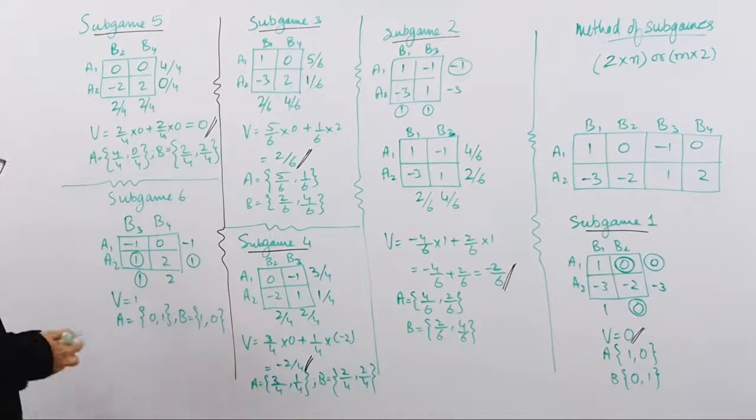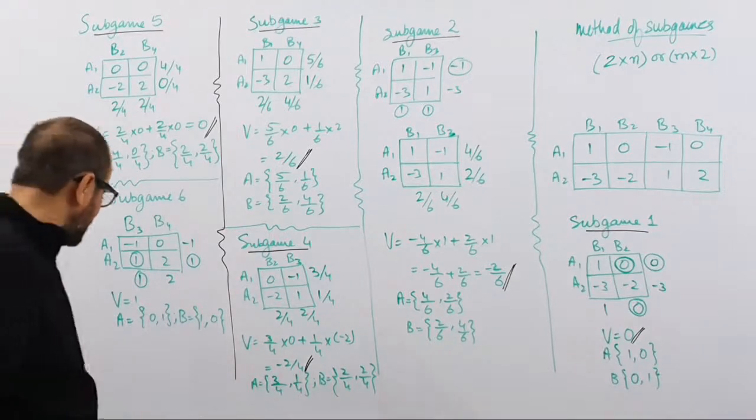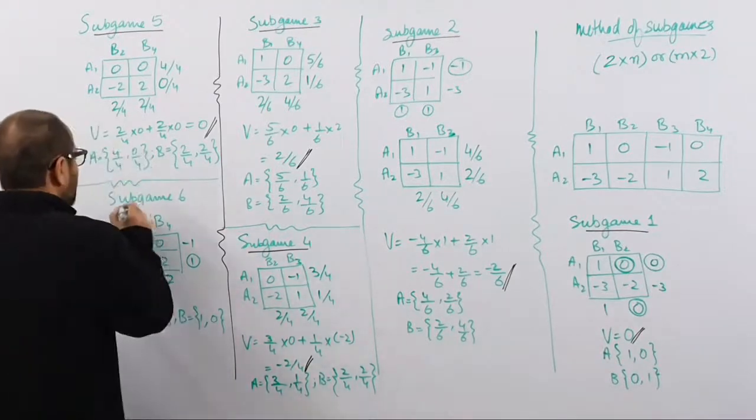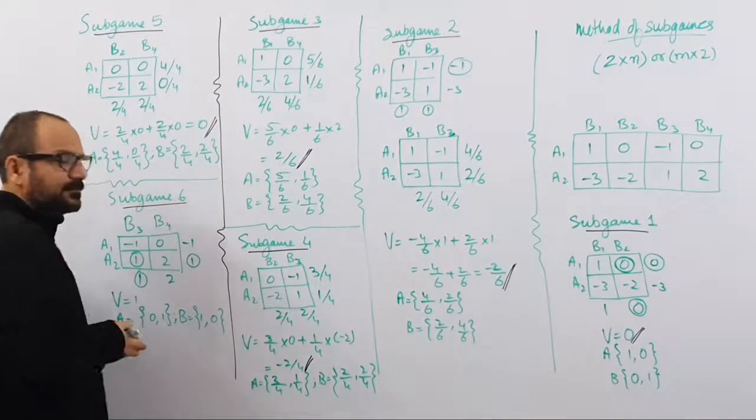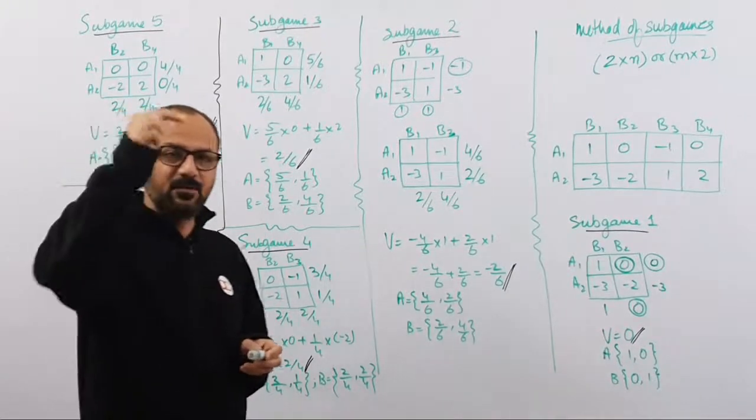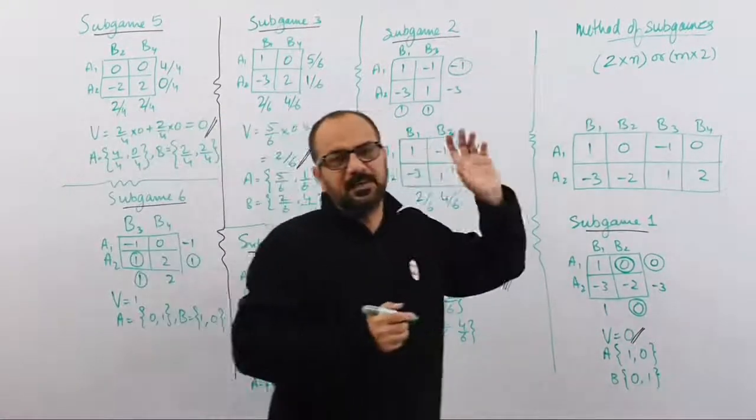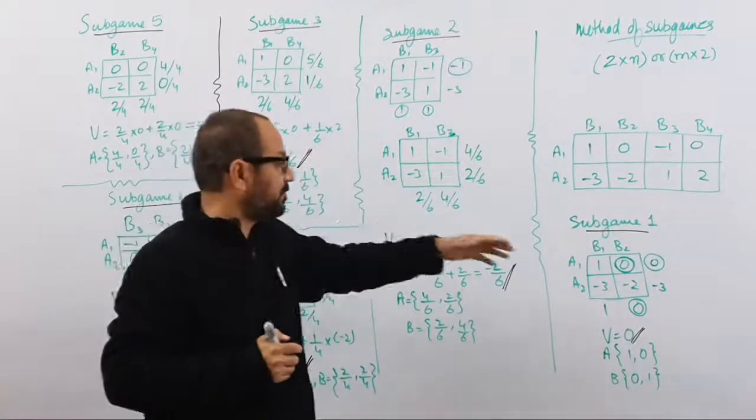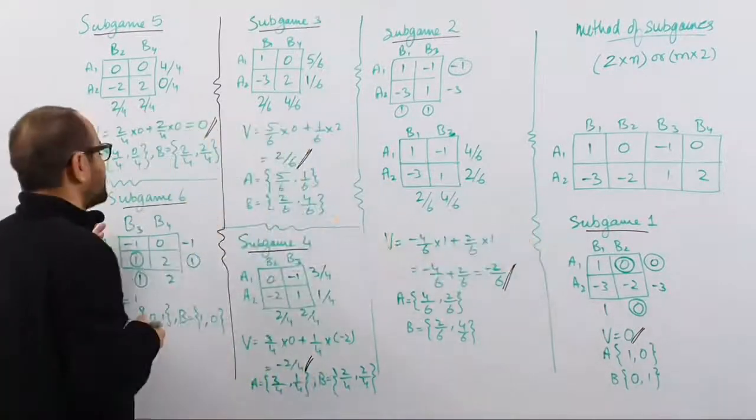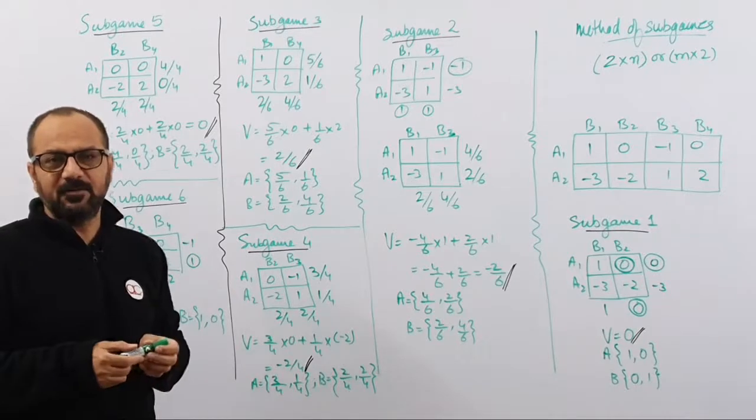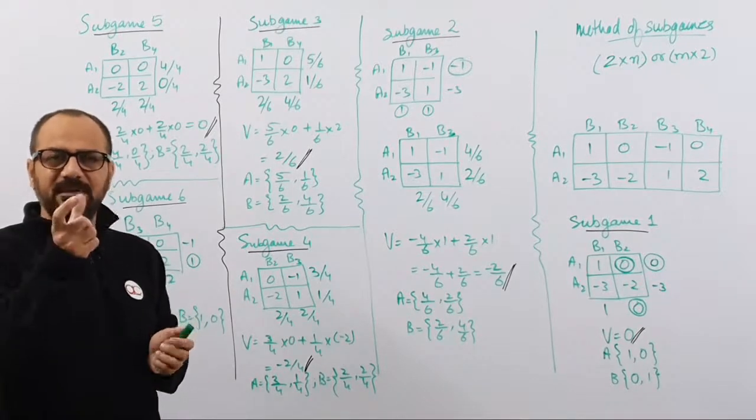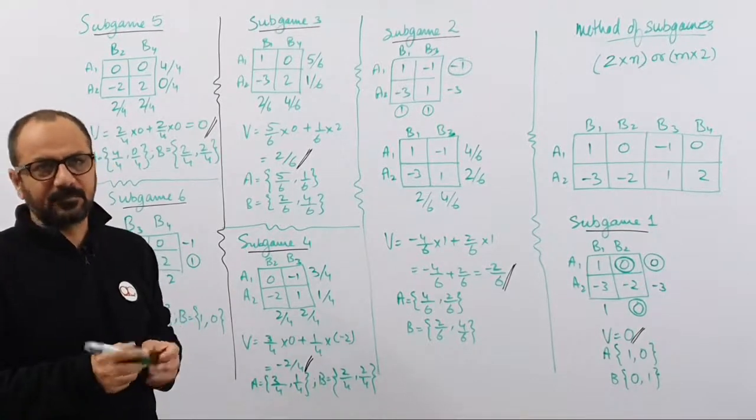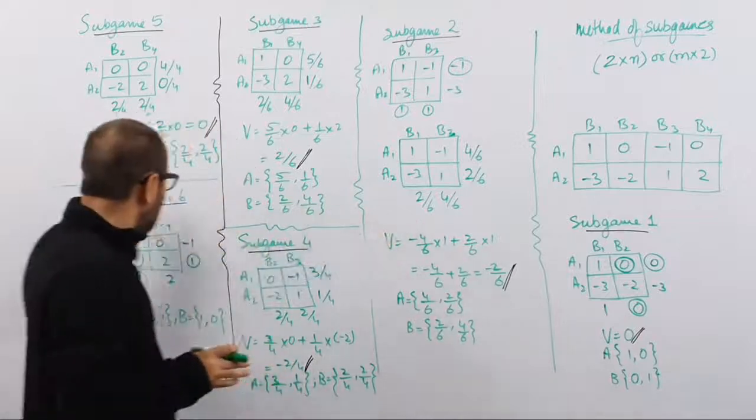Now we have all our subgames. This is the method of subgames. Yes, it is a lengthy method, and definitely the graphical method is an advancement over the method of subgames. Because here we had to check 1, 2, 3, 4, 5, 6 subgames. In graphical, what happens is you get only one subgame, which is the best subgame. In any case, this was the method of subgames.